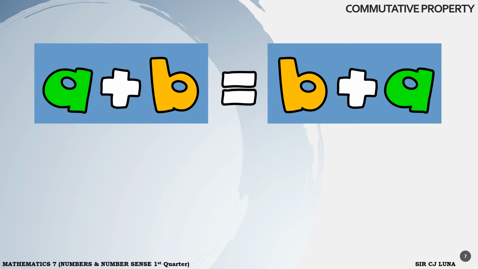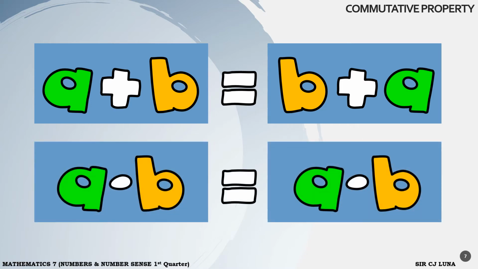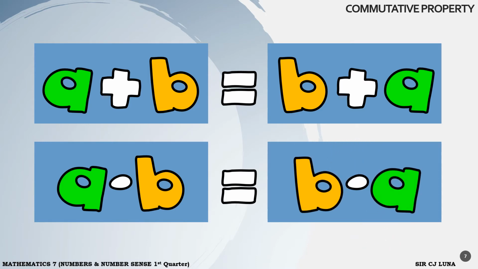For addition, the rule is A plus B is equal to B plus A. In numbers, this means 2 plus 3 is equal to 3 plus 2. For multiplication, the rule is A times B is equal to B times A. In numbers, this means 2 times 3 is equal to 3 times 2.